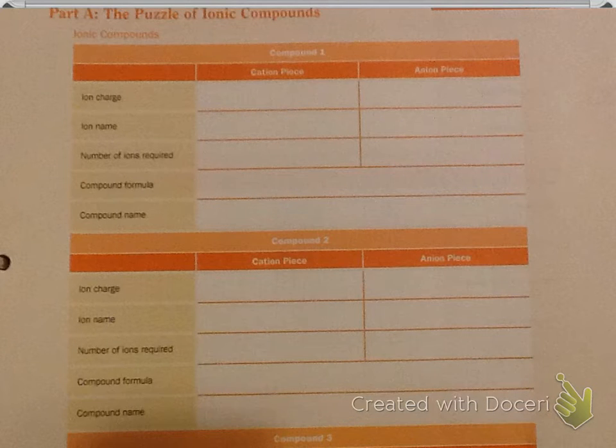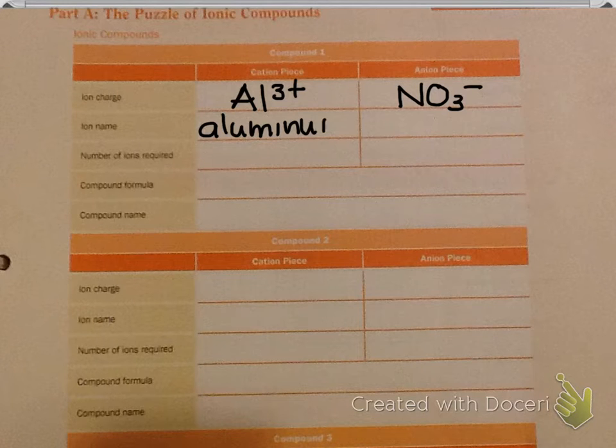So let me try two examples with polyatomic ions to let you see how that would be. First, let's try aluminum with the nitrate. It's NO3 minus. So their names, aluminum and then nitrate.